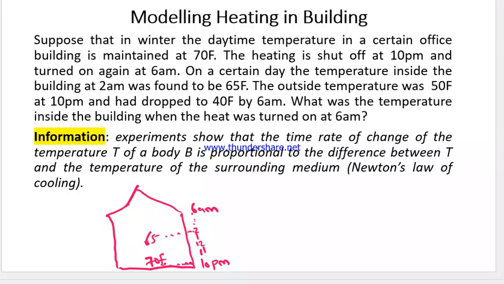So now the outside temperature on that particular day, the air outside, was 50 degrees Fahrenheit at 10 p.m., and that dropped to 40 F by 6 a.m. So at 6 a.m. the outside temperature had dropped to 40 degrees Fahrenheit. So what was the temperature inside the building when the heat was turned on at 6 a.m.? So they are looking for this temperature inside the building when it was turned on at 6 a.m.